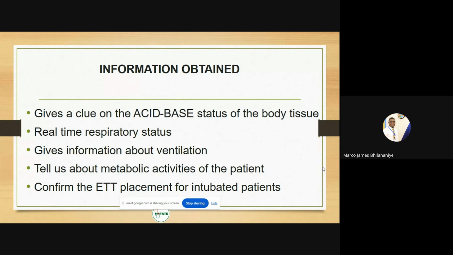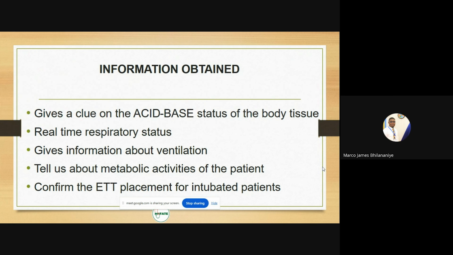So again, it gives you information about ventilation. As you can see, the adequate carbon dioxide level and the graphical presentation of that carbon dioxide flow will tell you that the ventilation, meaning the exchange of carbon dioxide and oxygen at the alveolar level, is taking place adequately and as required.